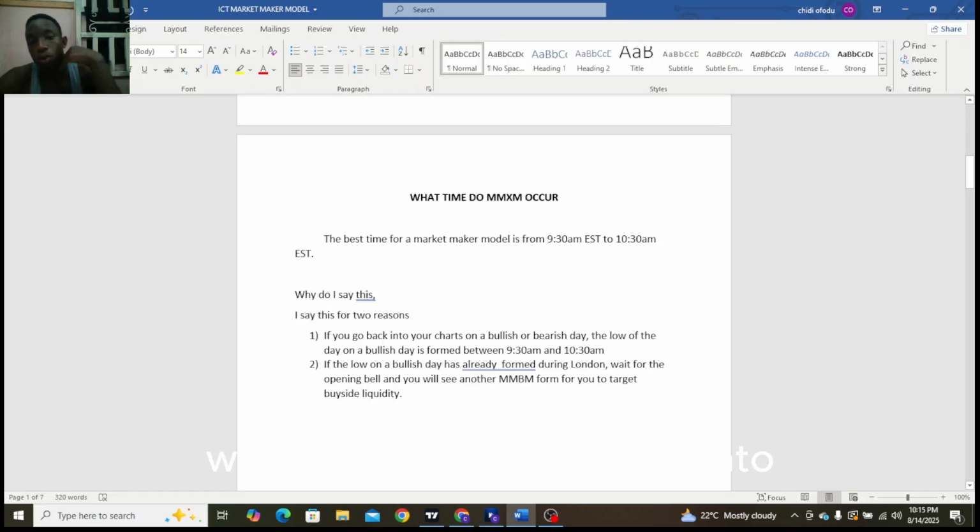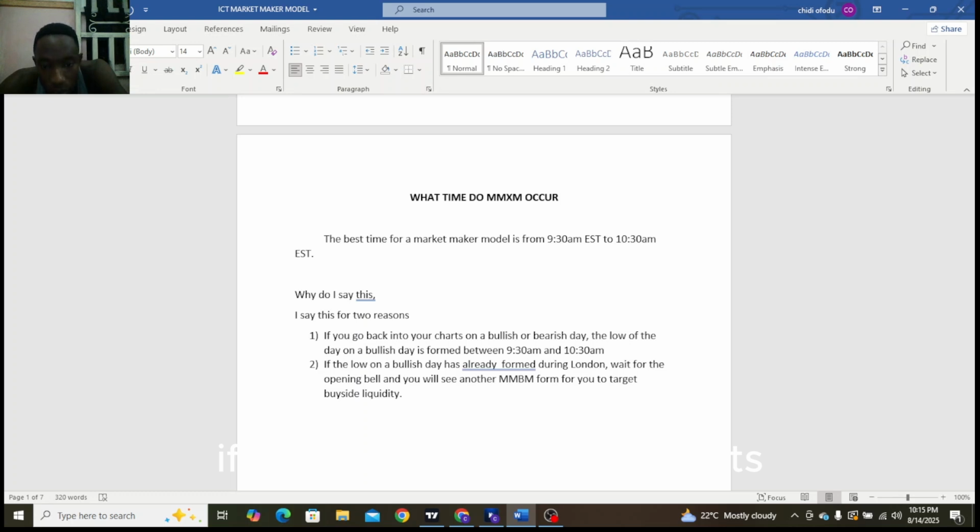We're going to jump right into what time market maker models occur. The best time for a market maker model of the smart money reversal occurs from 9:30 a.m. Eastern Time to 10:30 a.m. Eastern Time. That will be the best time for you to anticipate a smart money reversal. Why do I say this? Well, I say this for two reasons.